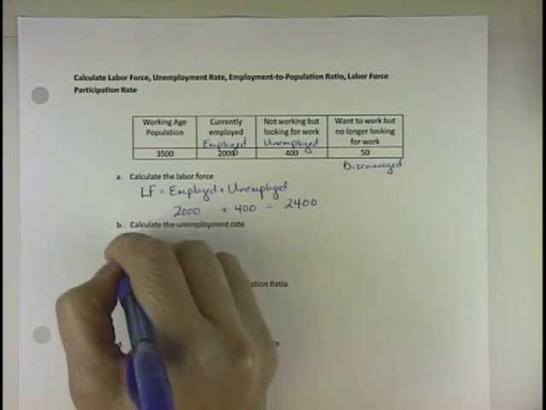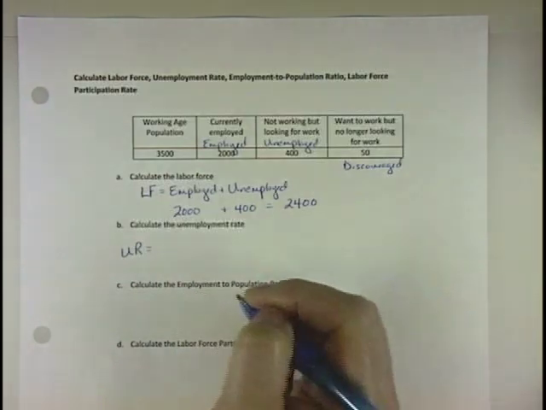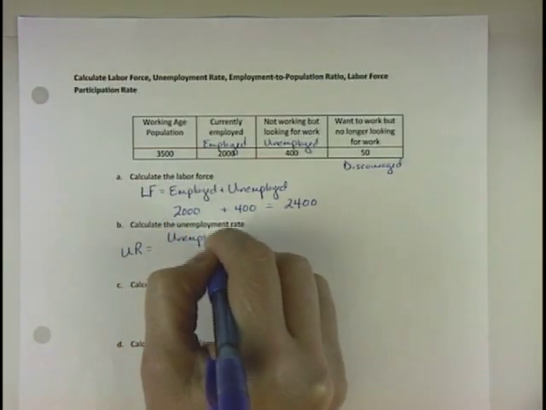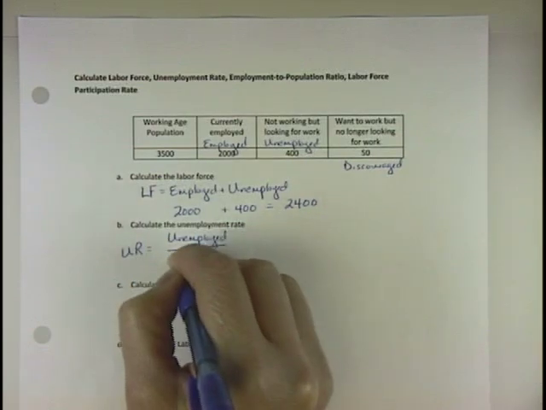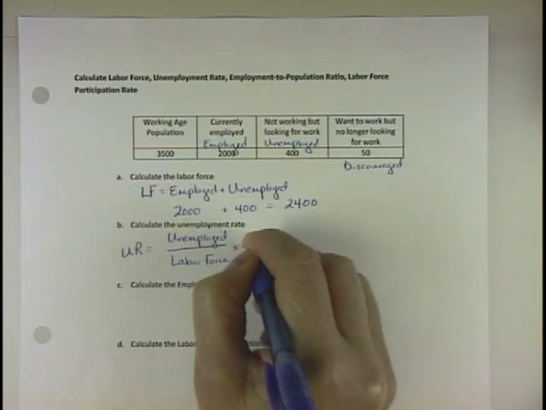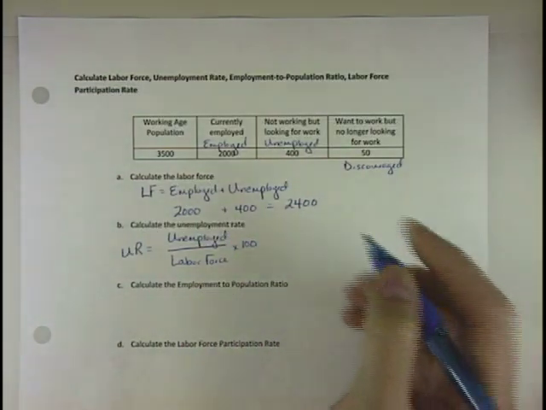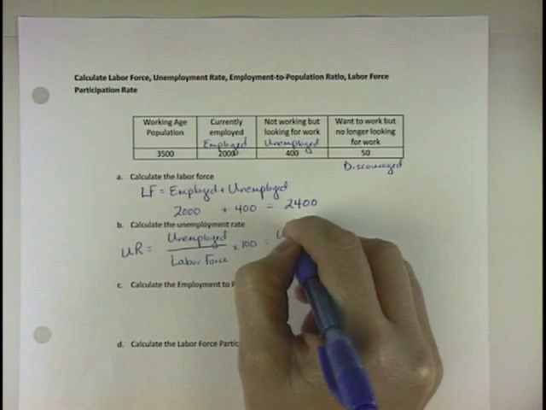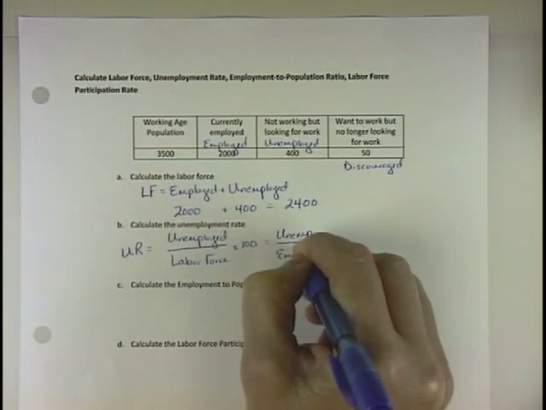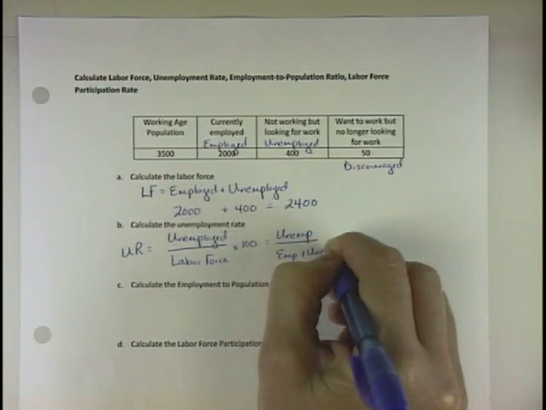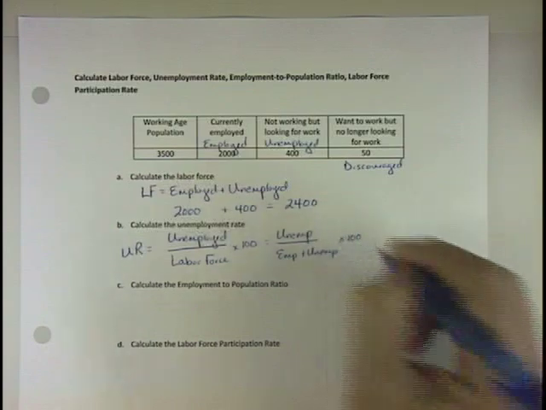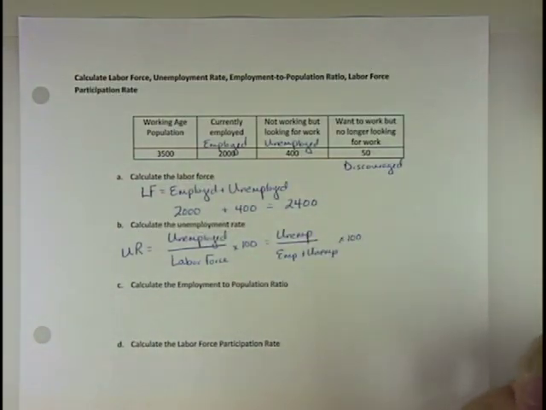Okay, so now to find our unemployment rate, we're going to have the unemployed divided by the labor force. We're going to multiply that by 100 to make it a percent. Now we could also say the unemployed divided by the employed plus the unemployed, because that's what the labor force is, the employed plus the unemployed. Multiply that by 100 to make it a percent.